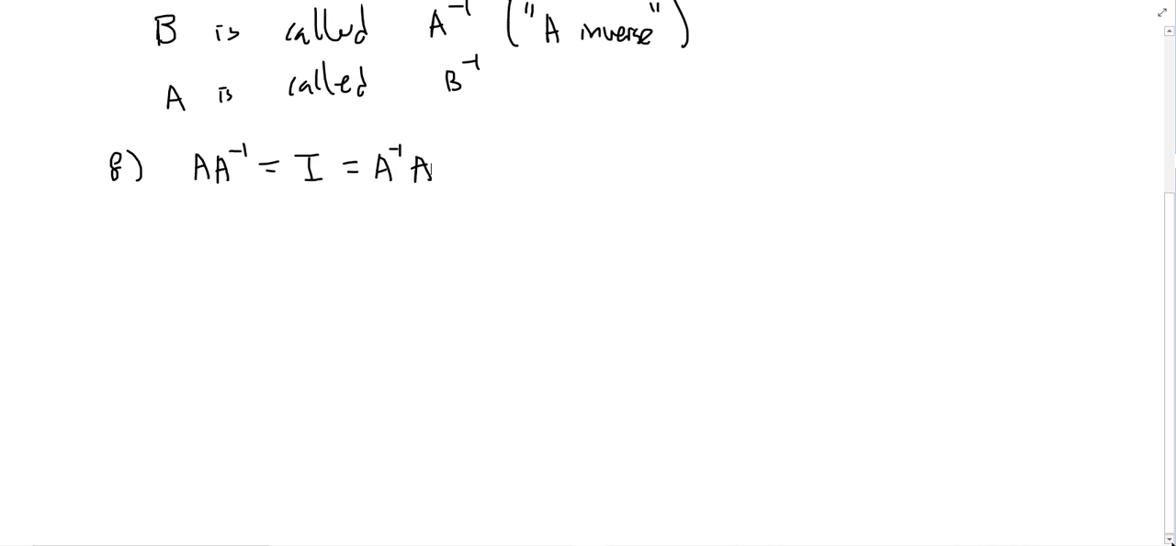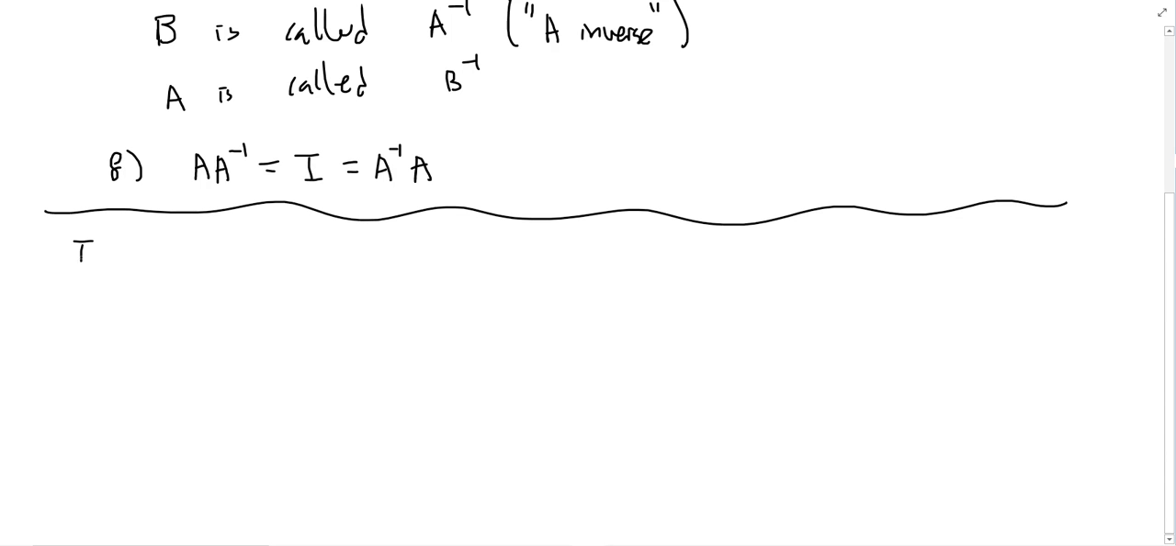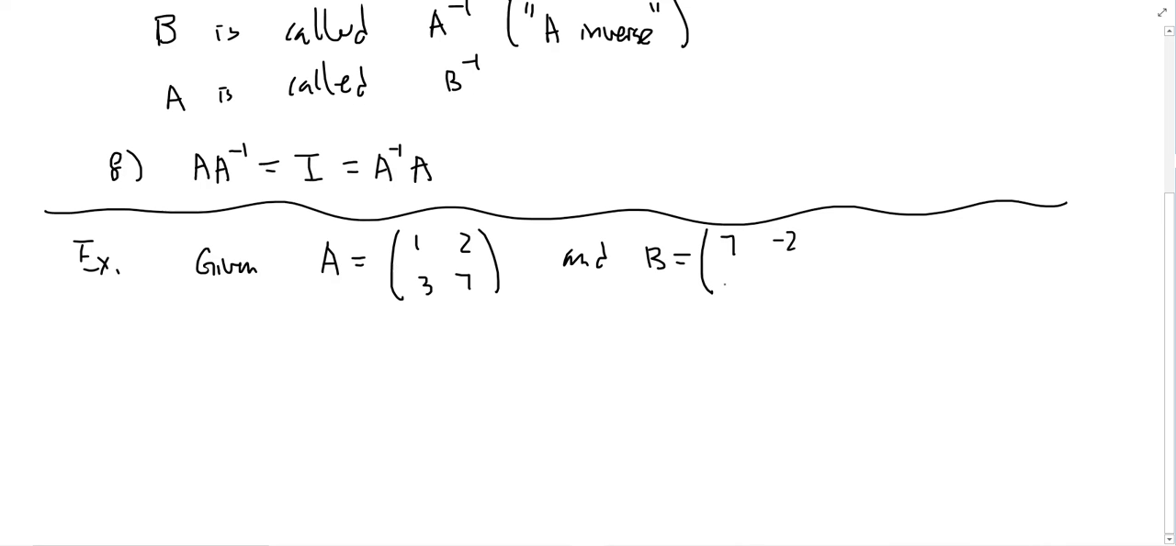Now, before we move on to an example, I do want to show you how the inverse matrix works. So how about I give you a very simple example. Suppose we have matrix A, which is 1, 2, 3, 7. And let's say matrix B, which is 7, negative 2, negative 3, 1. I want you to show that they are inverses.